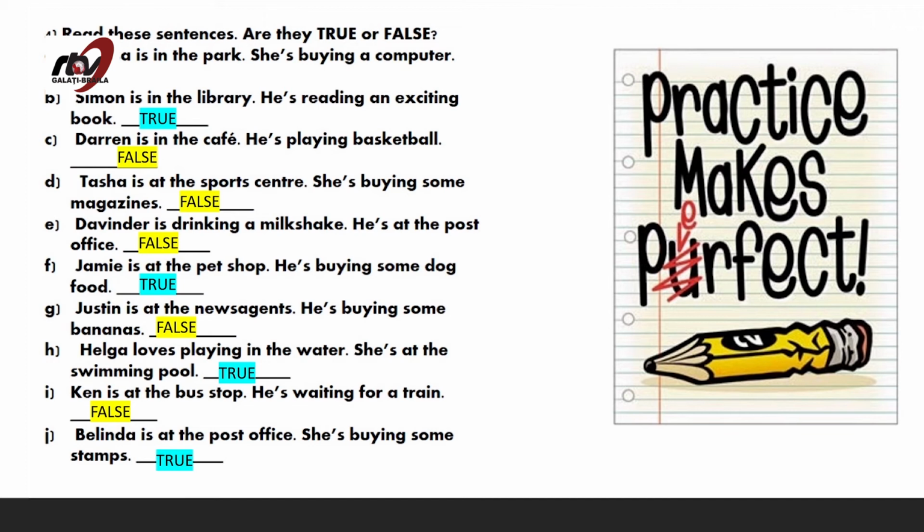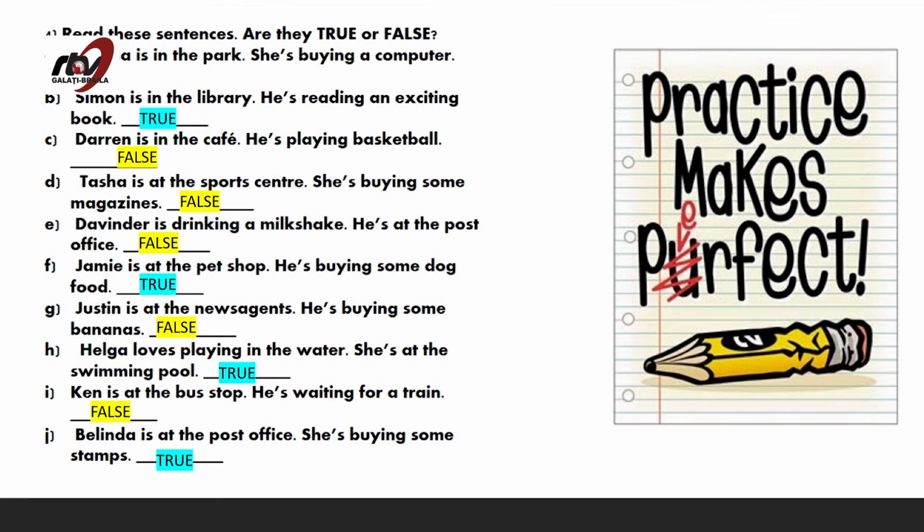Tasha is at the sports center. She's buying some magazines. She can't do that at the sports center. It's false. Devinder is drinking a milkshake. He's at the post office. It's of course a false statement. Jamie is at the pet shop. He's buying some dog food. Of course, true. Justin is at the newsagents. He's buying some bananas. It's a false statement.